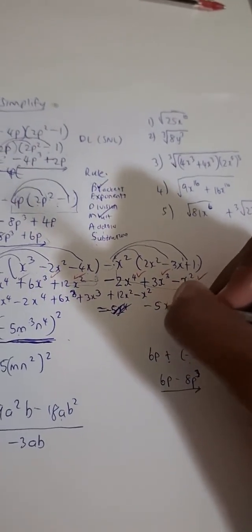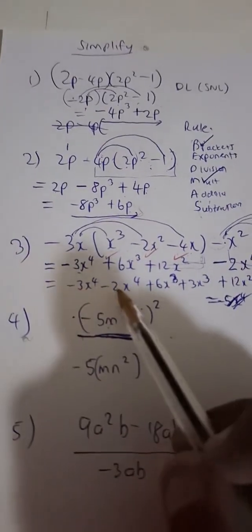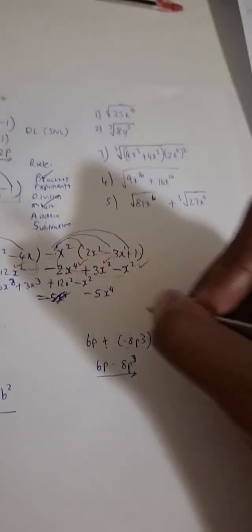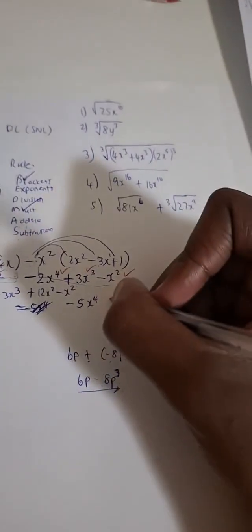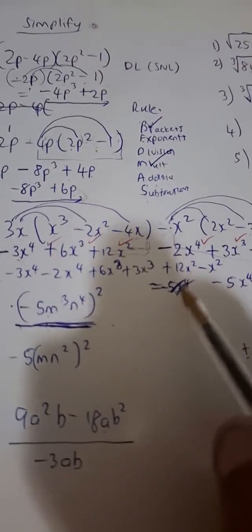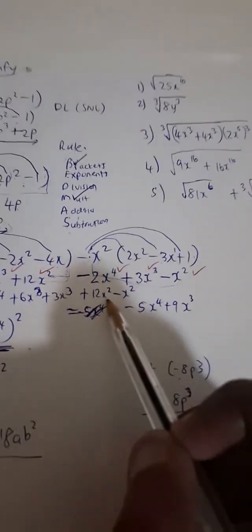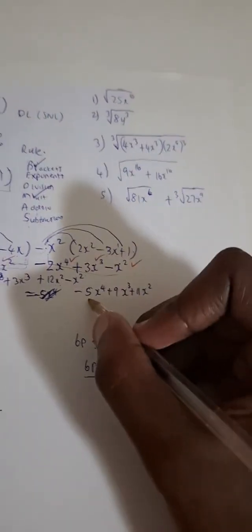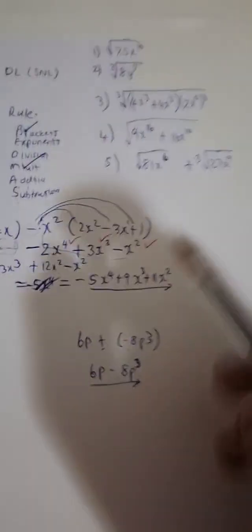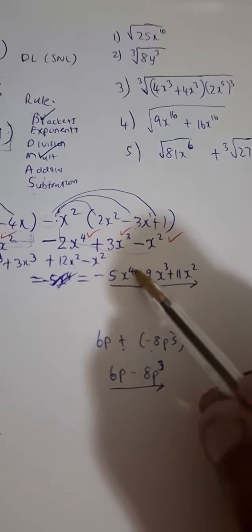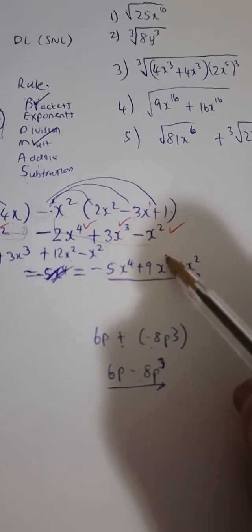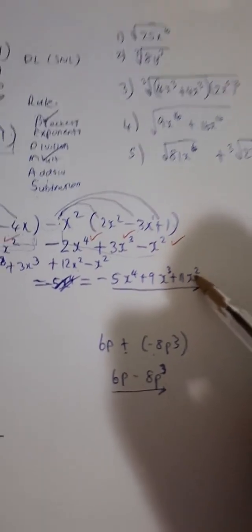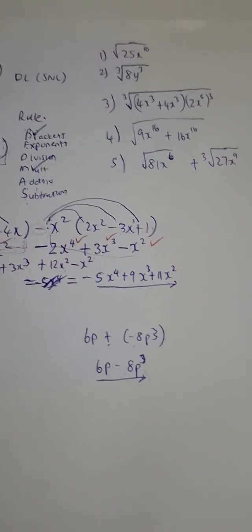Okay, negative 5x to the power 4, minus 3 minus 2. Then x to the power 3, I'm going to put down. Then 6 plus 3 is plus 9. And then last but not least, x squared, I'm going to put down, because 12 minus 1, that's plus 11. Here is my answer. It is negative 5x to the power 4 plus 9x to the power 3 plus 11x squared.